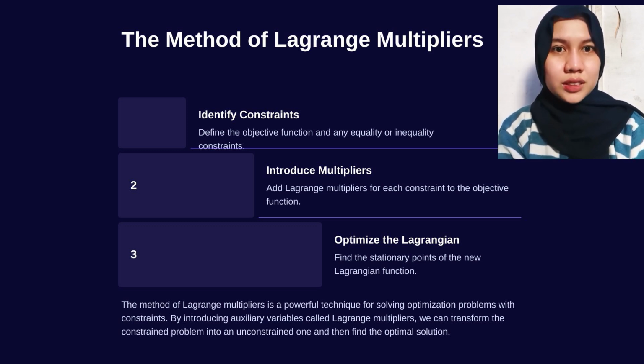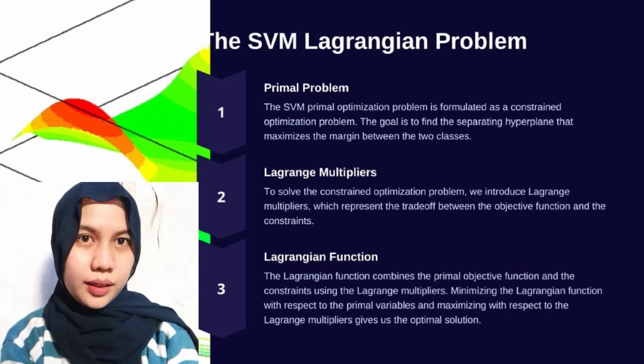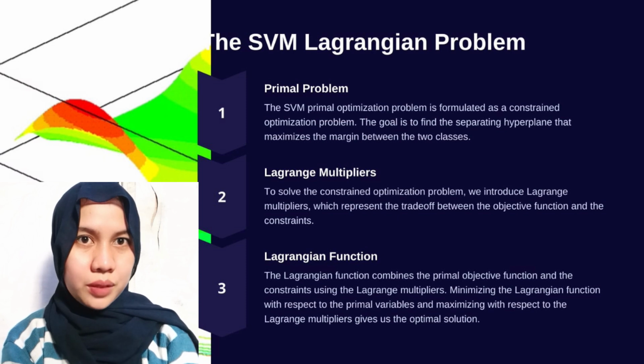The method of Lagrange multipliers is a powerful technique for solving optimization problems with constraints. By introducing auxiliary variables called Lagrange multipliers, we can transform the constrained problem into an unconstrained one and find the optimal solution. The SVM Lagrange problem.